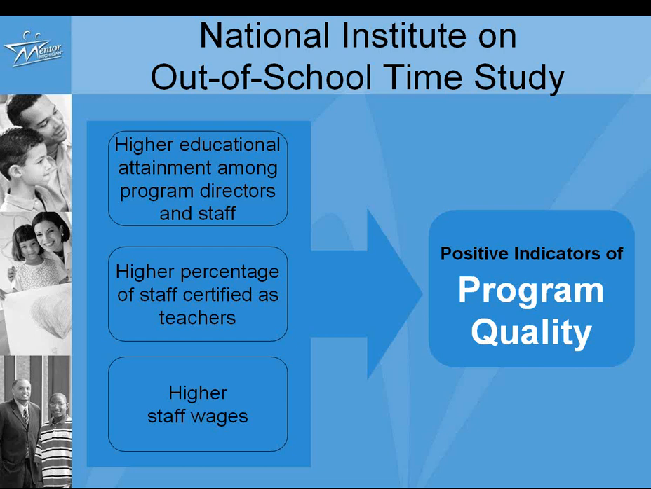On a separate study that involved 4,000 children in 78 after-school programs in Massachusetts, this found higher educational attainment among program directors and staff, a higher percentage of staff certified as teachers, and also that higher staff wages were associated with positive indicators of program quality, such as staff-to-youth engagement, youth-to-youth engagement, challenging and engaging activities, and high-quality homework time.